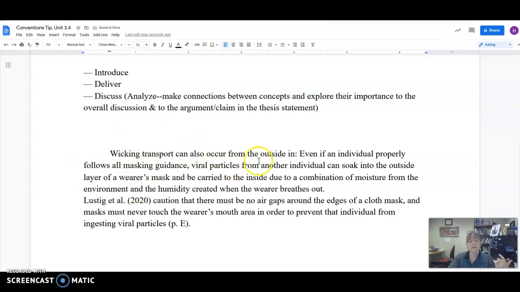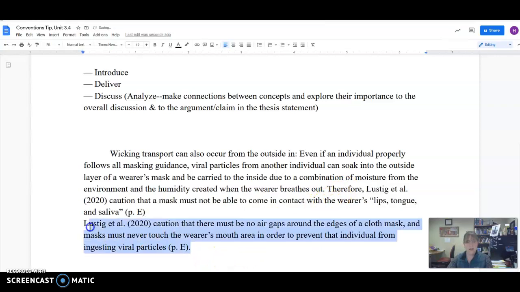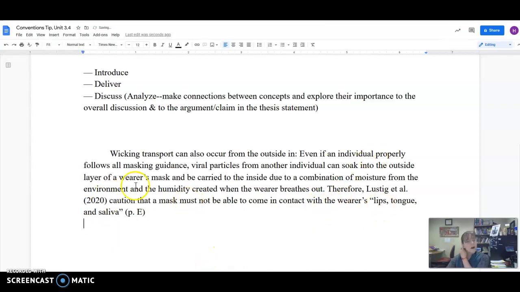Wicking transport can also occur from the outside in, even if an individual properly follows all masking guidance, which means that it fits really well. Viral particles from another individual can soak into the outside layer and be carried to the inside because of moisture. Okay, so then we have, therefore, I changed the paraphrase just a little bit again. Okay, therefore, these guys caution that a mask must not be able to come in contact with the wearer's lips, tongue, and saliva. So this is my introduce.